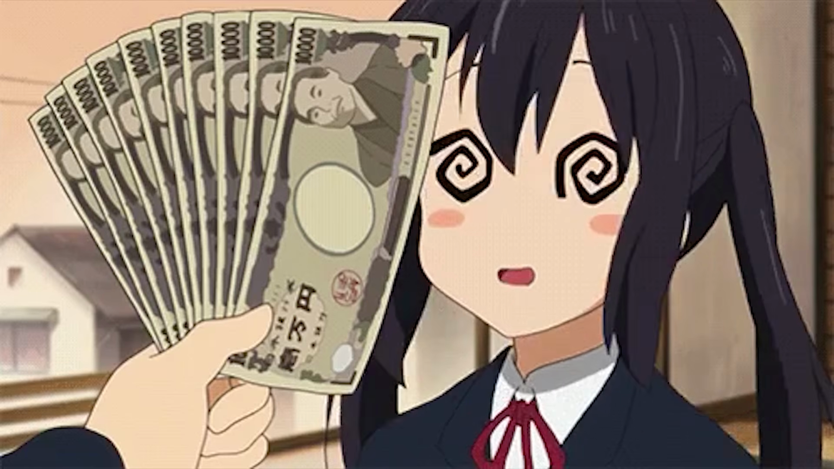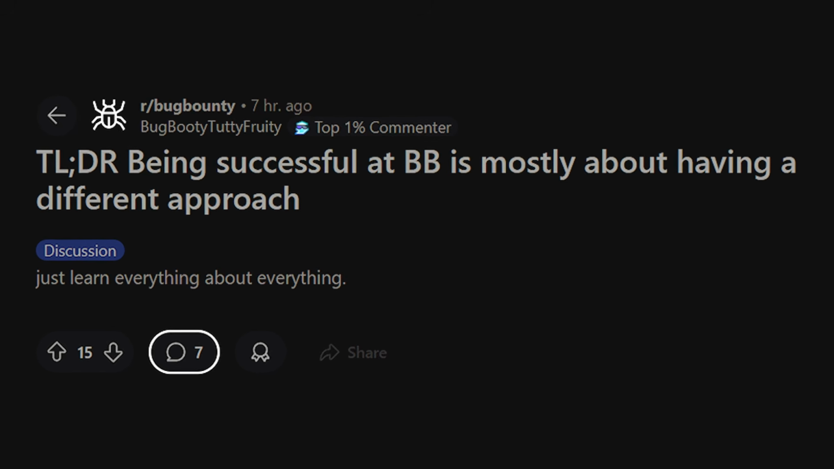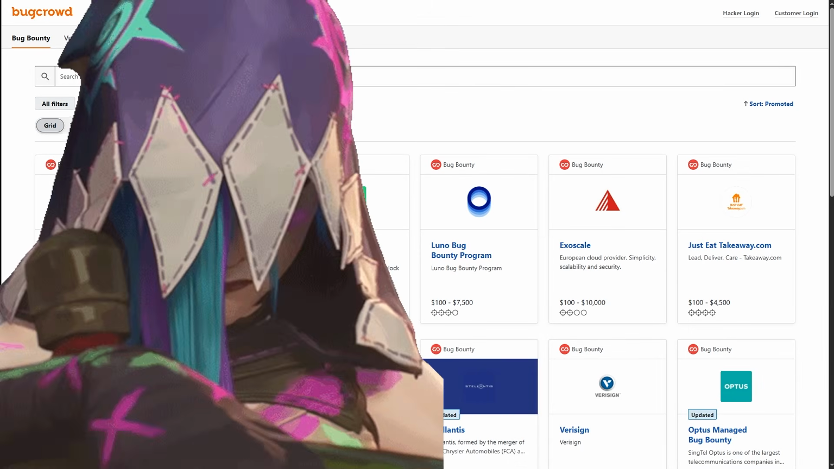So you want to learn bug bounties? Sweet. Step 1, open 47 browser tabs. Step 2, panic. Step 3, read a Reddit thread that says, just learn everything about everything. Great advice. Here's the deal. Bug bounties aren't magic, but the way most people try to learn them is basically arcane ritual.